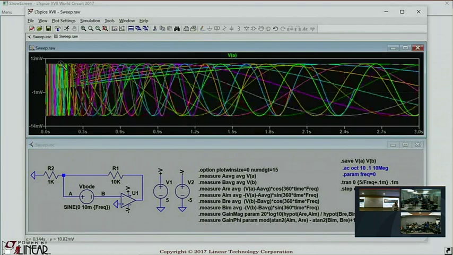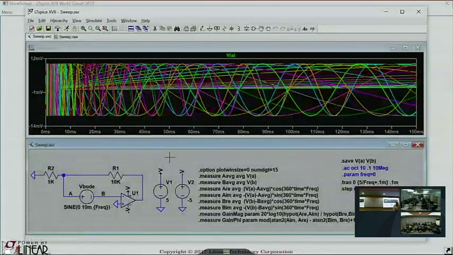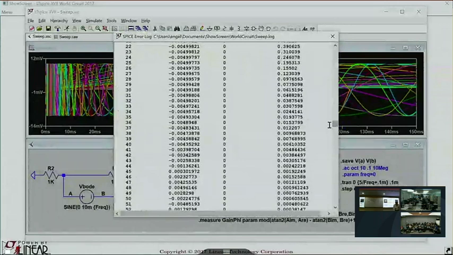As you zoom in here, I've stepped over so many decades of frequency, it looks like I'm meandering down into a fractal pattern. But every one of these waveforms is going to be 1 point of the Bode plot. The output of the measure statements is in the error log, and that is my Bode data. And this can be plotted.